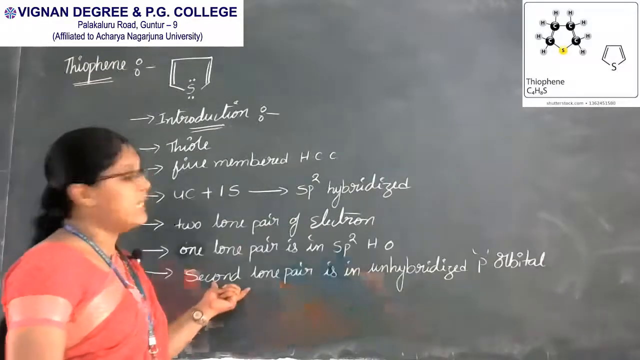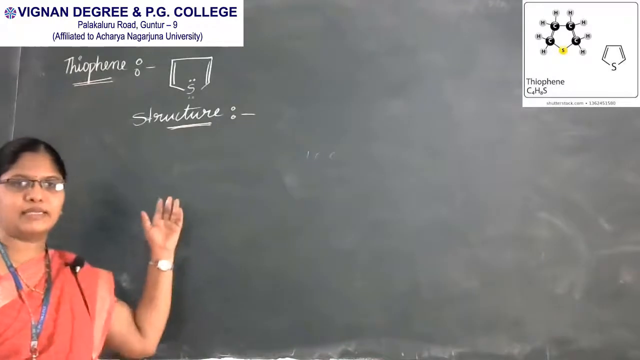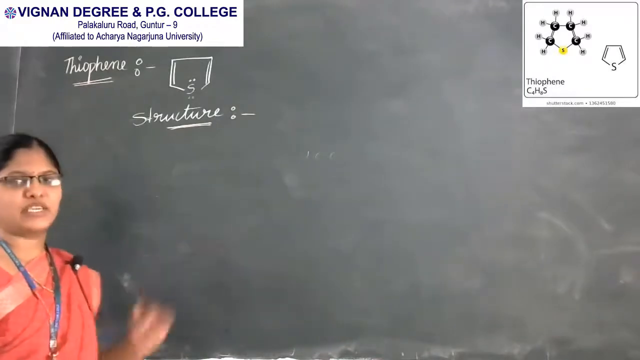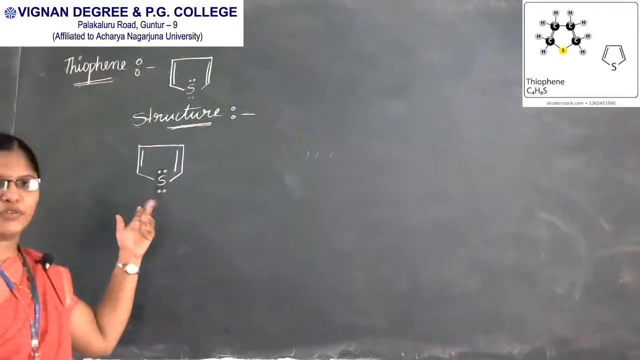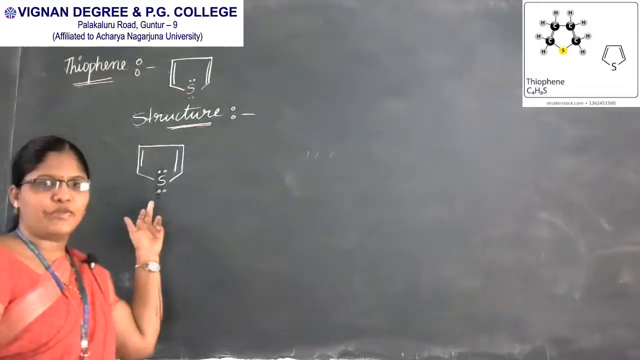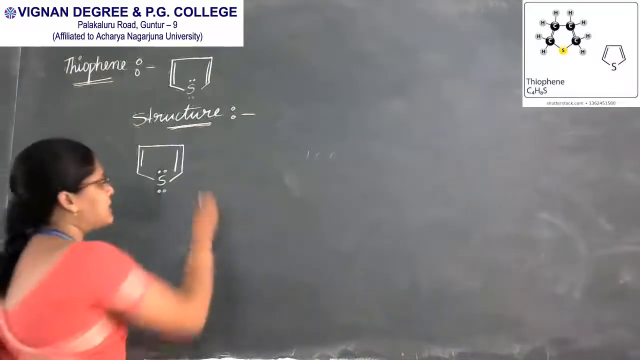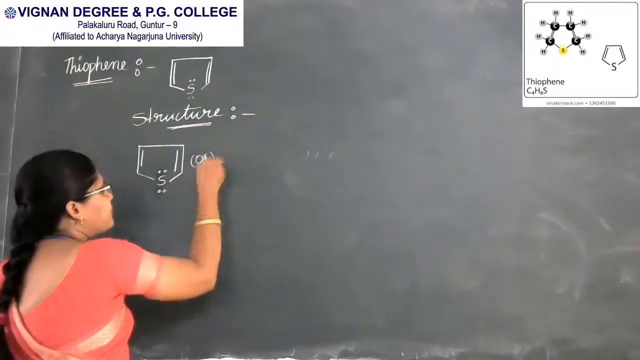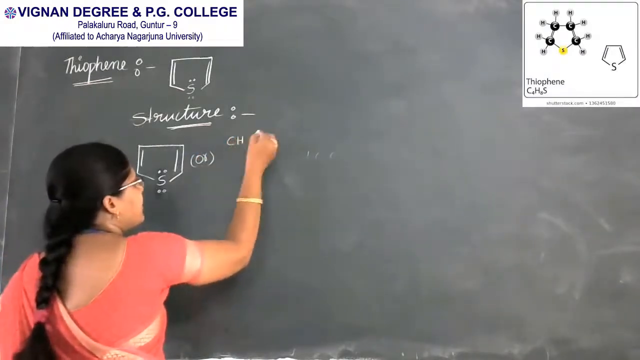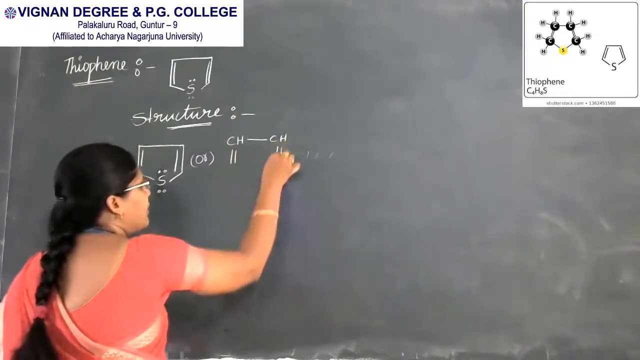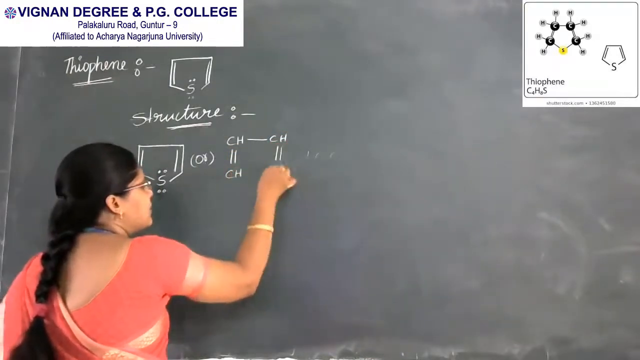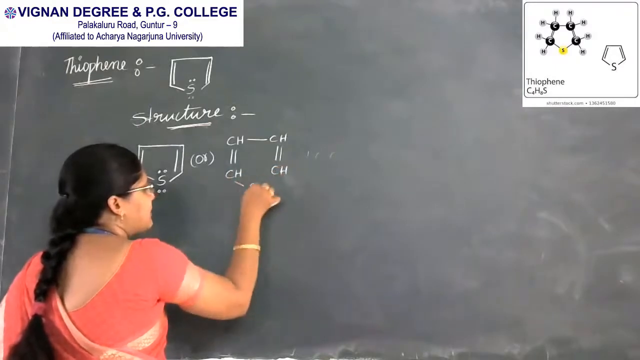This is about introduction. Next, let us see the structure of this thiophene. This is the structure of thiophene. This thiophene can also be written as CH, CH double bond CH, CH, S.